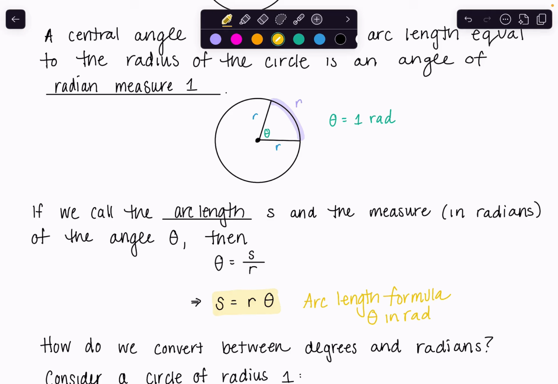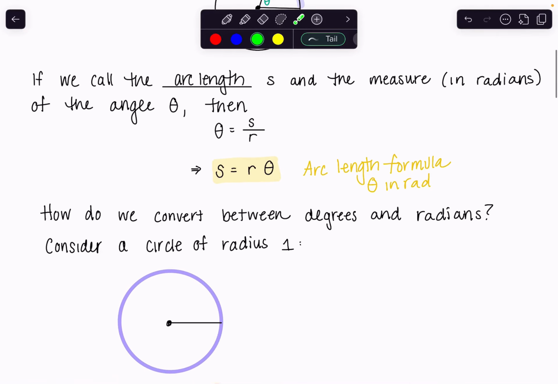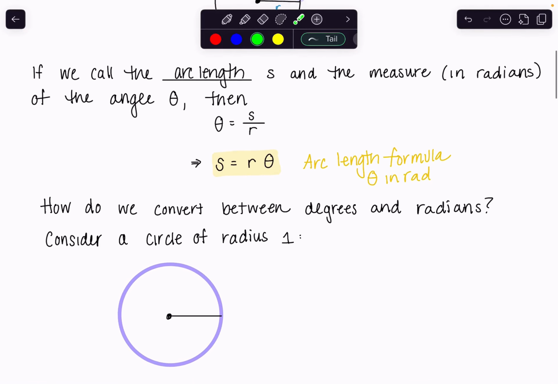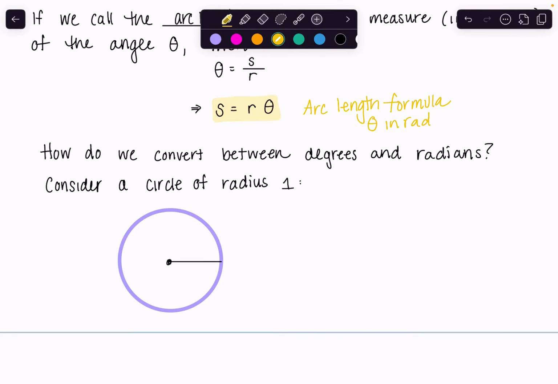Now this definition is great, but what we really want to do is find a way to convert from degrees to radians. So one thing you can think of, a full distance around the circle is 360 degrees. We're going to figure out what that is in radians as well. So we're going to consider a circle of radius 1, just to make life a little bit easier. So here's our radius, this is 1.